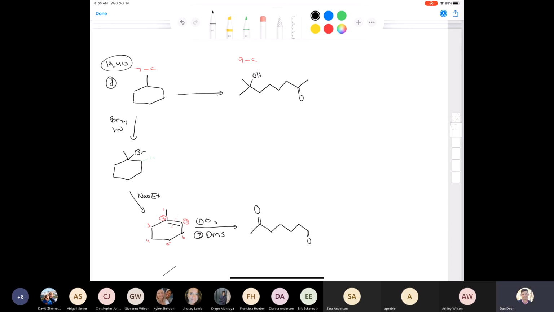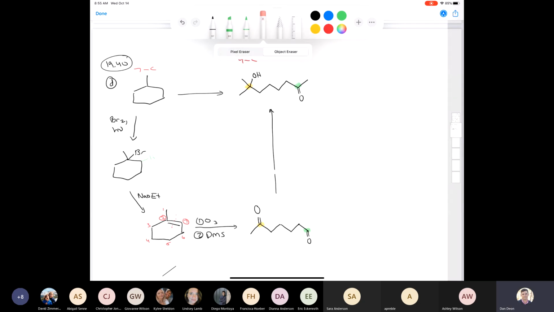Okay. Now I need to figure out how to get from here to here. Well, I need to add 2 carbons. But you can see that you're adding a carbon here, and you're also adding a carbon here. So since I have an aldehyde and a ketone, I could treat both of those with methyl magnesium bromide.